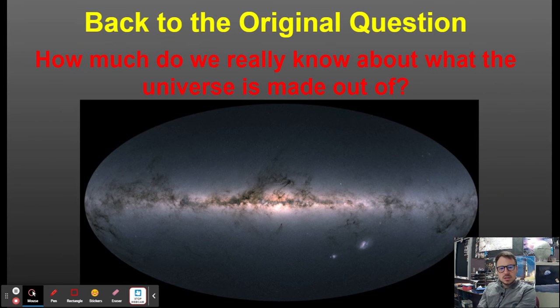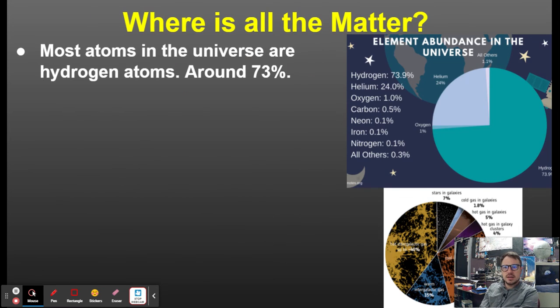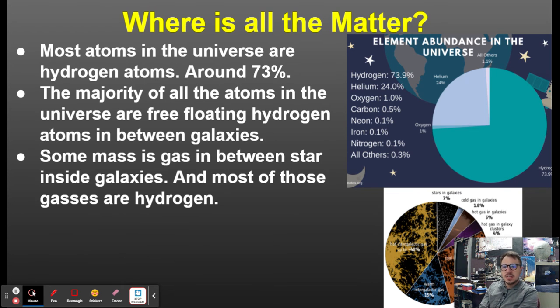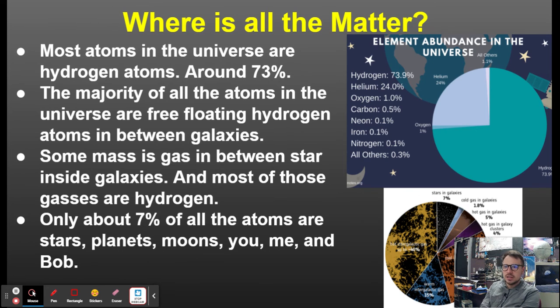So this is the last question, right? How much do we really know about what the universe is made out of? So most of the atoms in the universe are hydrogen atoms, around 73%. And the majority of those atoms in the universe are just free floating hydrogen atoms in between galaxies. Now, some mass is gas in between stars inside galaxies. Most of those gases are hydrogen, but only about 7% of the atoms are stars, like you, me, planets, moons. Now, this is just the atoms, right?